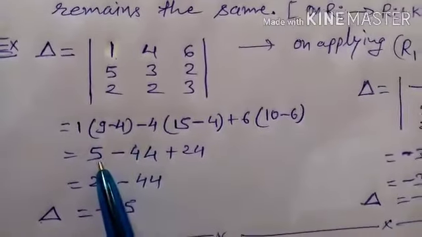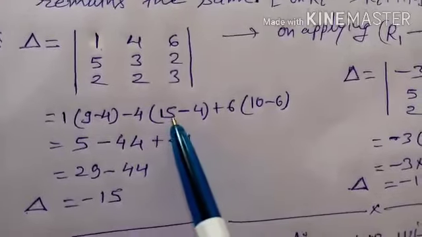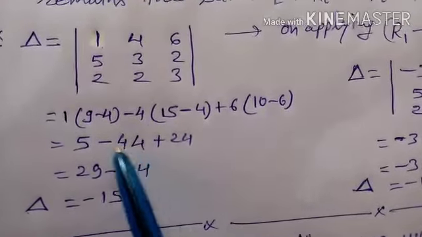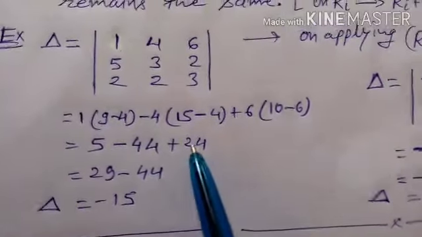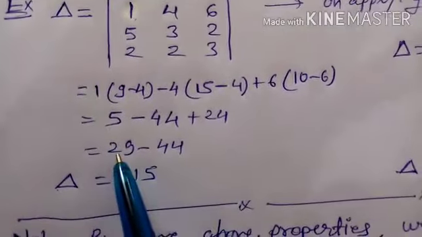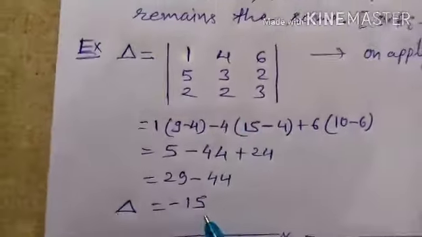9 minus 4, that is 5. 5 into 5... 15 minus 4, it means 11. 11 into 4, it means 44. Minus sign as it is. 10 minus 6, it means 4. 4 into 6, 24. 24 plus 5, 29. And 29 minus 44, it means minus 15. The value of this determinant is minus 15.